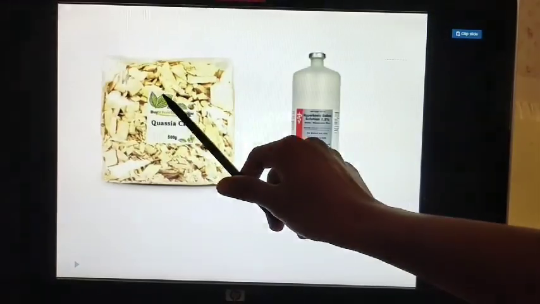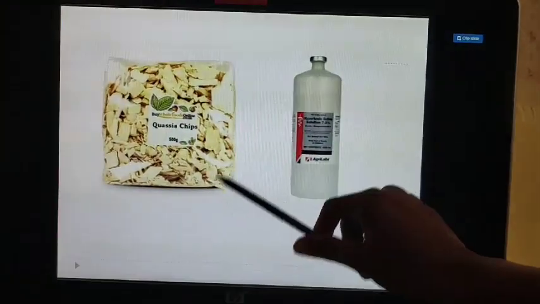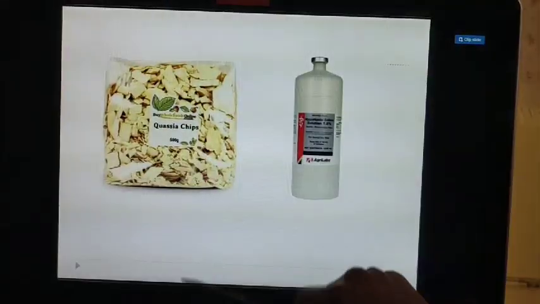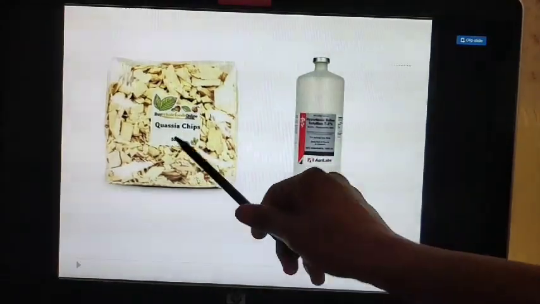Some leaves also we use, and some from the trunk of a tree we can take, the chips also. The combination of that we call quassia chips.